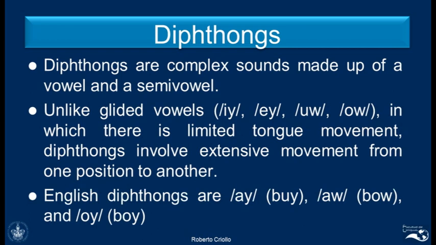Now, there are only 3 diphthongs in English, which are i as in the word buy, ow as in the word bow, and oi as in the word boy. These are the 3 diphthongs in English, not to be confused with the glided vowels, which are e, a, u, and o.